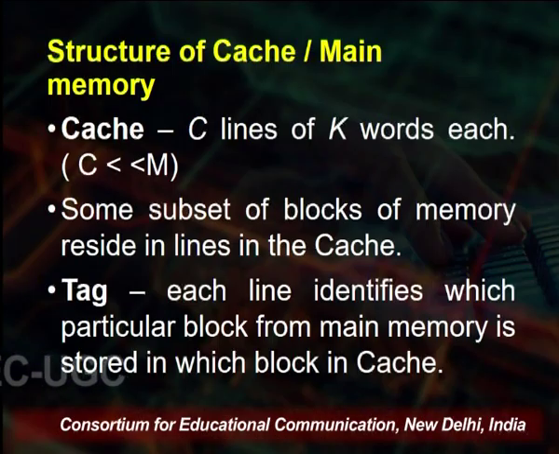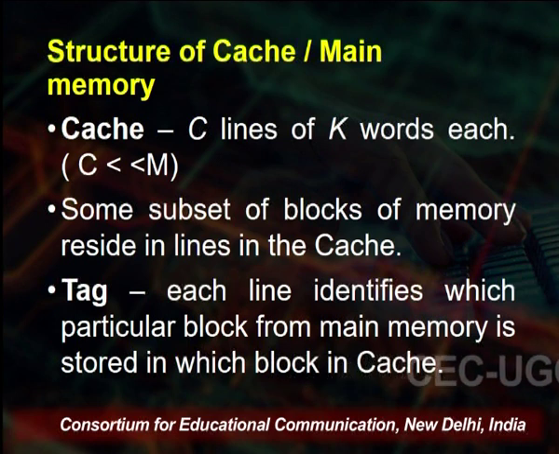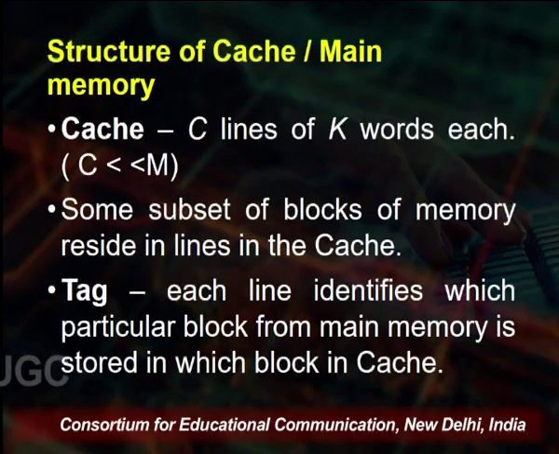There will be C lines of k words each, which is the same size. Automatically, C stands for cache and M is for the main memory. Cache is smaller than the main memory, which was depicted to you in the earlier diagram as well. So, some subset of the blocks of the memory will reside in the cache. The entire main memory is not moved here. Some part of the main memory, which is dependent on the locality of reference we just introduced a few slides back, is brought into the cache, and whenever data is required, it is first searched in the cache. If it is found there, it is utilized. If it is not found there, then there is a process of bringing it from the main memory into the cache and then making it available.